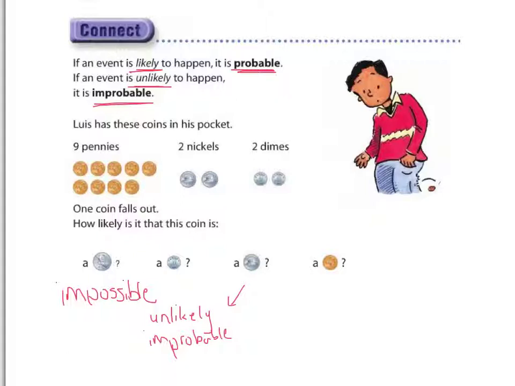What about a penny? Well, he had 9 pennies. The majority of them, there were mostly pennies in his pocket. So that is likely or it is probable. Oh, oops, sorry, that's supposed to be an L. There we go. Probable. If we wanted to compare, we could say it is more likely that he will have a penny fall out of his pocket than a dime.